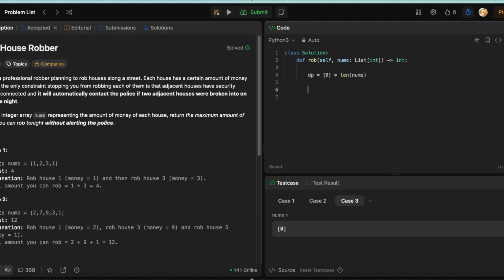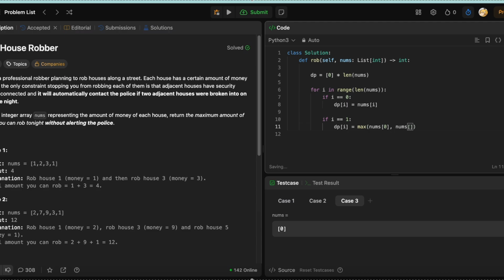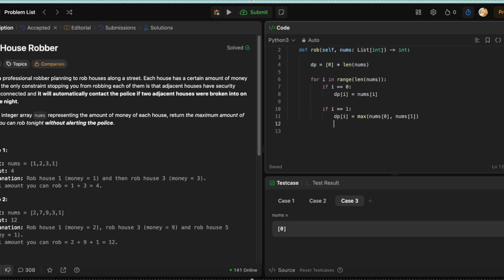So we do for i in range of the length of nums. The edge case is DP of 0. So if i is equal to 0, then DP of i is equal to nums of i, right? That's the very first house. And if i is equal to 1, then that simply means DP of i is equal to the max between the previous house, nums 0, and the current house, nums 1. So those are the 2 base cases. And from there, we build on top to get the overall solution.